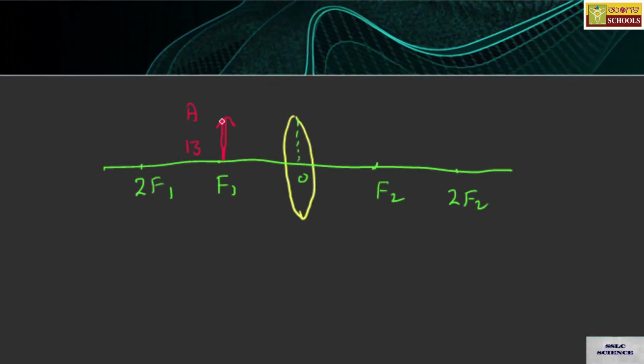So the ray which is parallel to the principal axis will pass through F2. It will continue like this, and on O, the ray of light which is passing through O will go undeviated. So if you want to meet these, that should be at infinity. So you are getting the image at infinity.